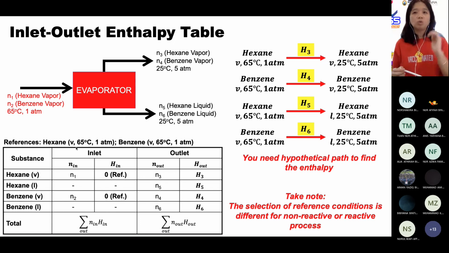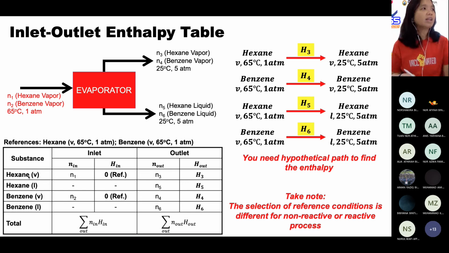Okay, so then we go to the table. To go to the table, we go to the rows first. For each of the compounds, if it exists in different phases in the diagram or in your process, it has its own row.